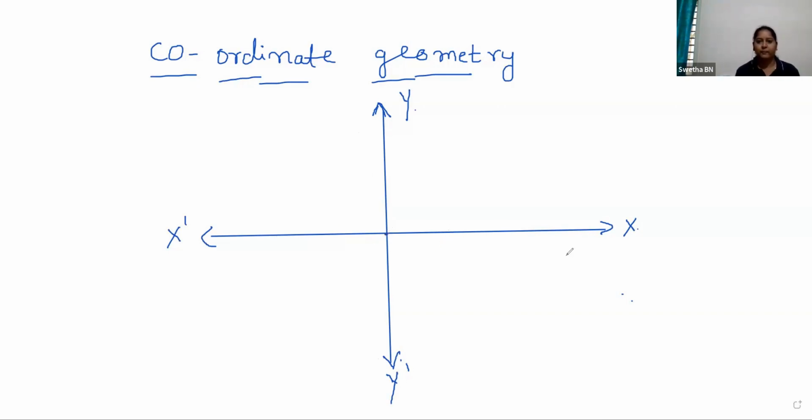So this is x dash and this is y dash. Both are intersecting at a point O. This is called the origin. The point at the origin has coordinates 0, 0.